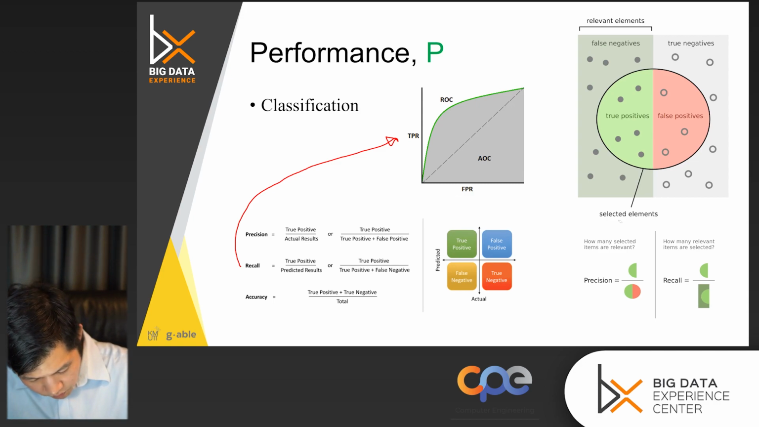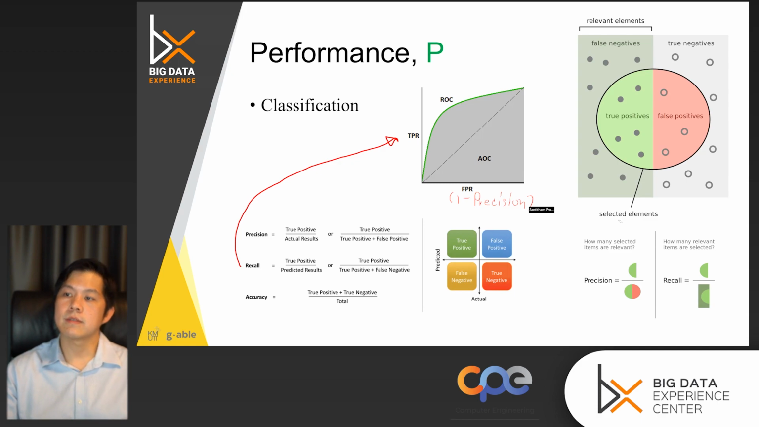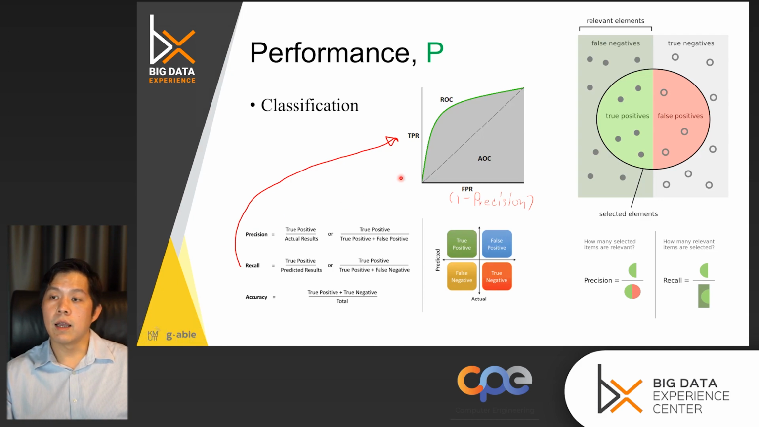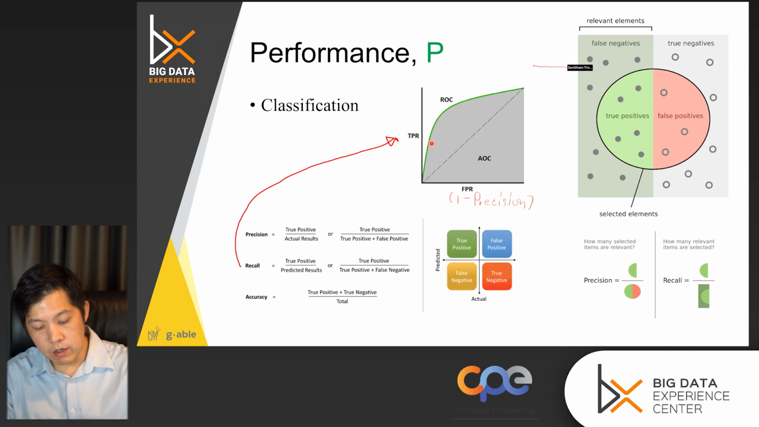Right, this is 1 minus precision. Alright, so here you can see the green line indicates different model behavior when you select the data at different thresholds. Usually, when you build a machine learning model, you will end up with a result that looks like this.